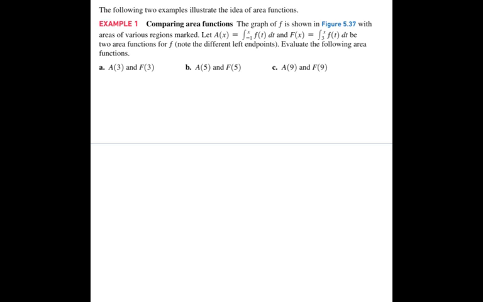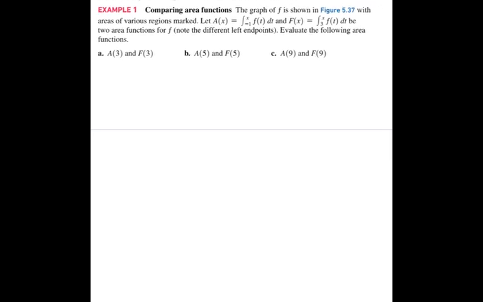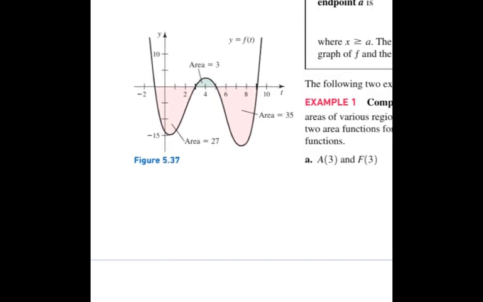But let's keep going. In this example, it says that the graph of f is shown in figure 5.37 with areas of various regions marked. Let A of x be this integral and let F of x be this integral, two area functions for f. Note the different left endpoints. Evaluate the following area functions, A of 3 and F of 3. So we have this graph over here to the left, and we'll be using this to work through this example.